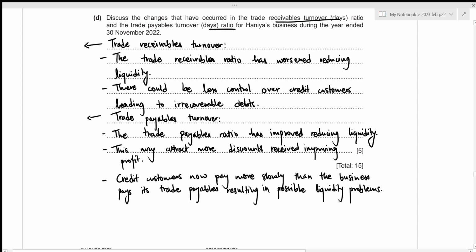Alright, this concludes the fourth part as well as the entire question number 3 of 2023 February-March paper 2-2.